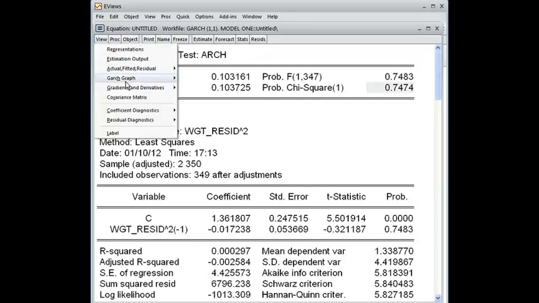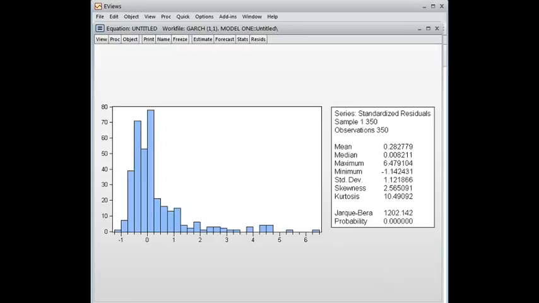We check the third one, Residual Diagnostics, and we check the test of normality, and this is the Jarque-Bera, and the corresponding probability is less than 5%, meaning that we can reject the null hypothesis and accept the alternative. What is the alternative? Residuals are not normal. So that is not a good sign.